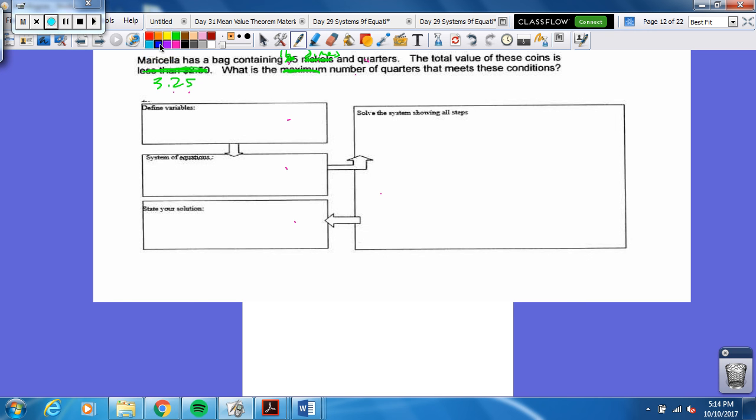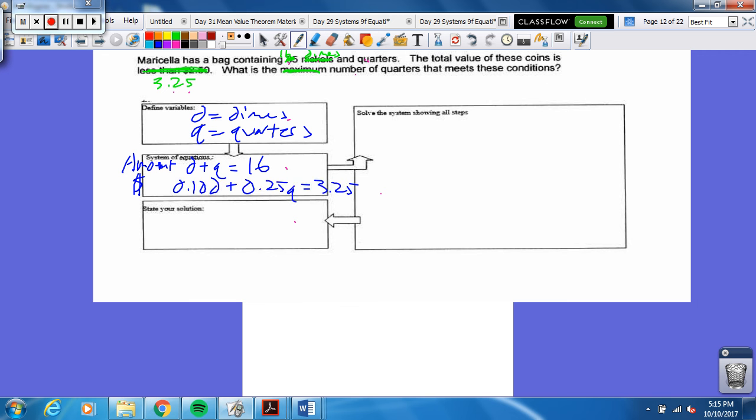All right, welcome back. Let's see if you got it. So D was dimes, obviously, and Q was the quarters. All right, so let's see what we got. So systems of equations. So the dimes plus the quarters, the amount would be 16 total, right? Now let's do the money equation. So this one was the amount. Hopefully you got the same thing as me. So that would be 10 cents for a dime plus 25 cents for a quarter is $3.25 total.